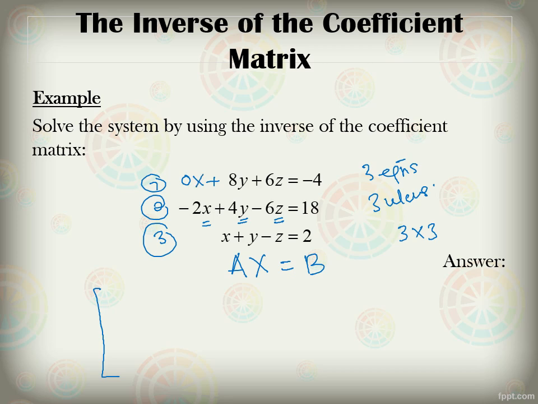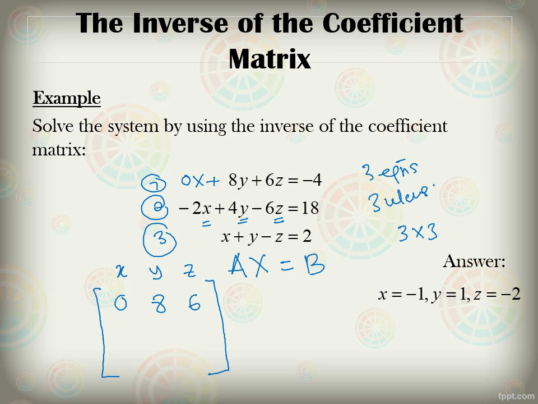Okay, and the rest are okay. So the first unknown, which is X, this is the column for Y, this is the column for Z. Okay, so the coefficient for X is 0. What is Y? Coefficient of Y is 8. Coefficient of Z is 6.